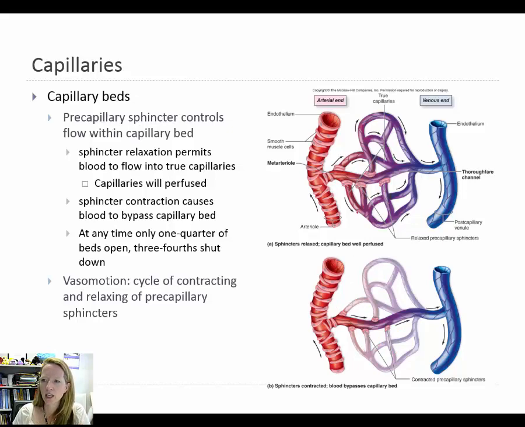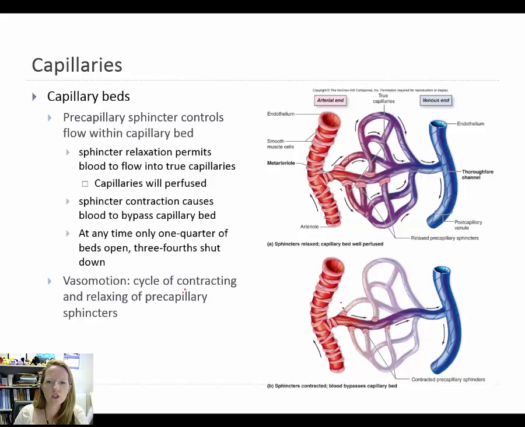What they'll do is they'll kind of go from relaxed to contracted to relaxed to contracted precapillary sphincters. So they'll cycle through about 5 to 10 cycles per minute. So they will still allow some blood in, and then they'll allow the rest of the blood to go through and get to other capillaries and allow some in.